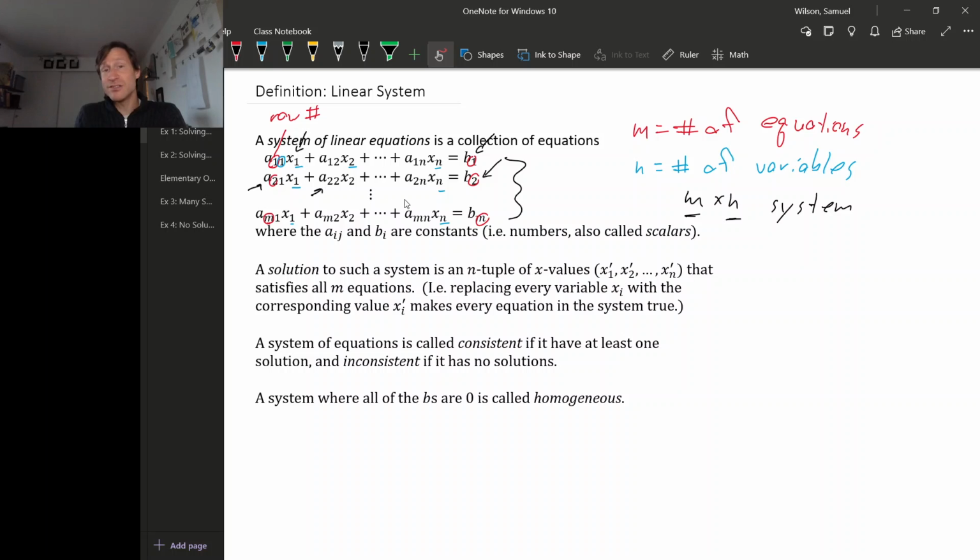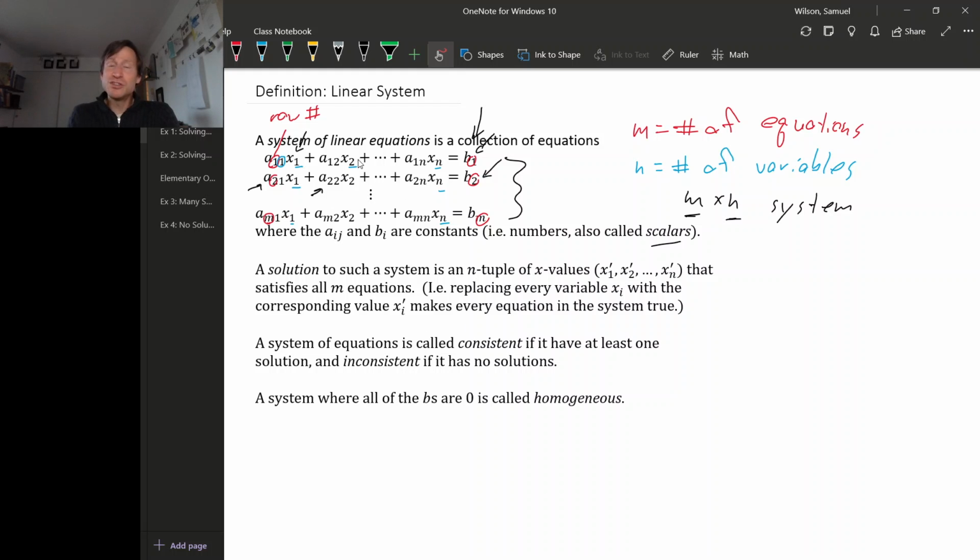Okay, so the x's are our variables. All the a's are our coefficients, and the b's are the constants on the right-hand side. The a's and b's are numbers, but sometimes numbers get called scalars, for reasons that we'll talk about later in the quarter.